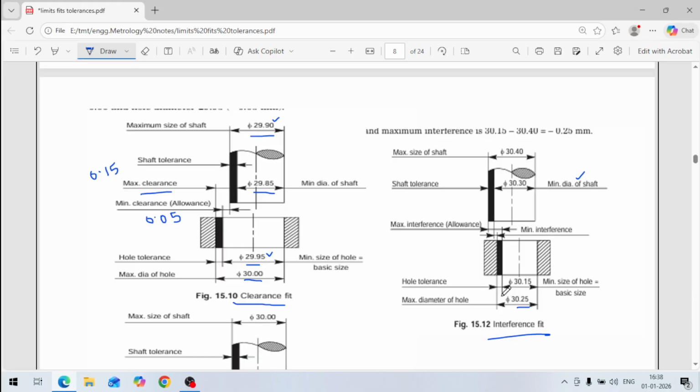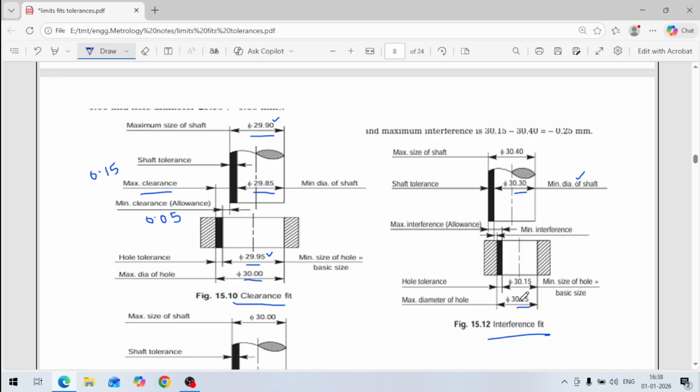30.25 is the maximum dia of the hole. Okay. And minimum dia of the shaft, how much is it? Minimum dia is 30.3, and the hole is 30.25. So the hole size is still less than the shaft. But by how much? It is 0.05 only, because 30.3 minus 30.25.